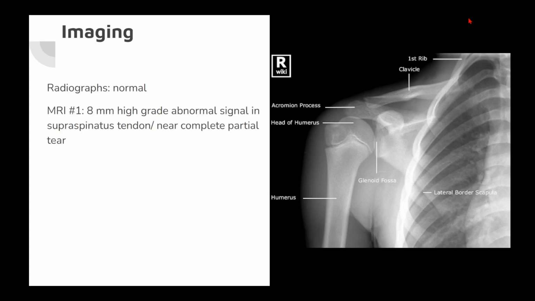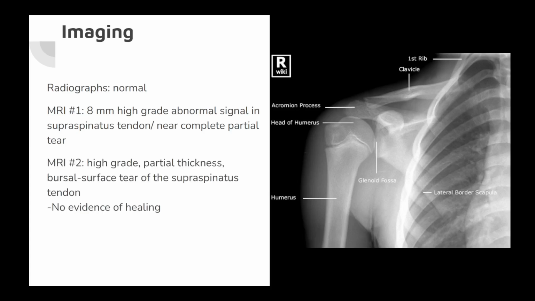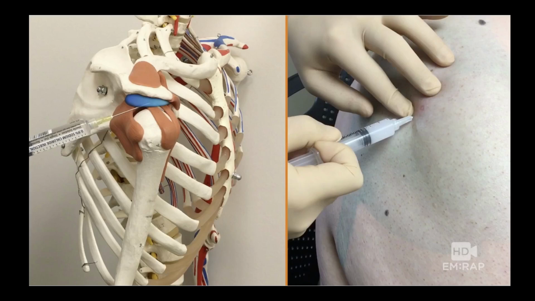He had an MRI early on in his care course, which showed a high-grade abnormal signal in the supraspinatus tendon with a near-complete partial tear. He wasn't getting better, right? This is 20 months ago. So now he's had a second MRI, which shows a high-grade partial thickness bursal surface tear of the supraspinatus tendon, which basically didn't look like it had improved or was getting better compared to the prior MRI.